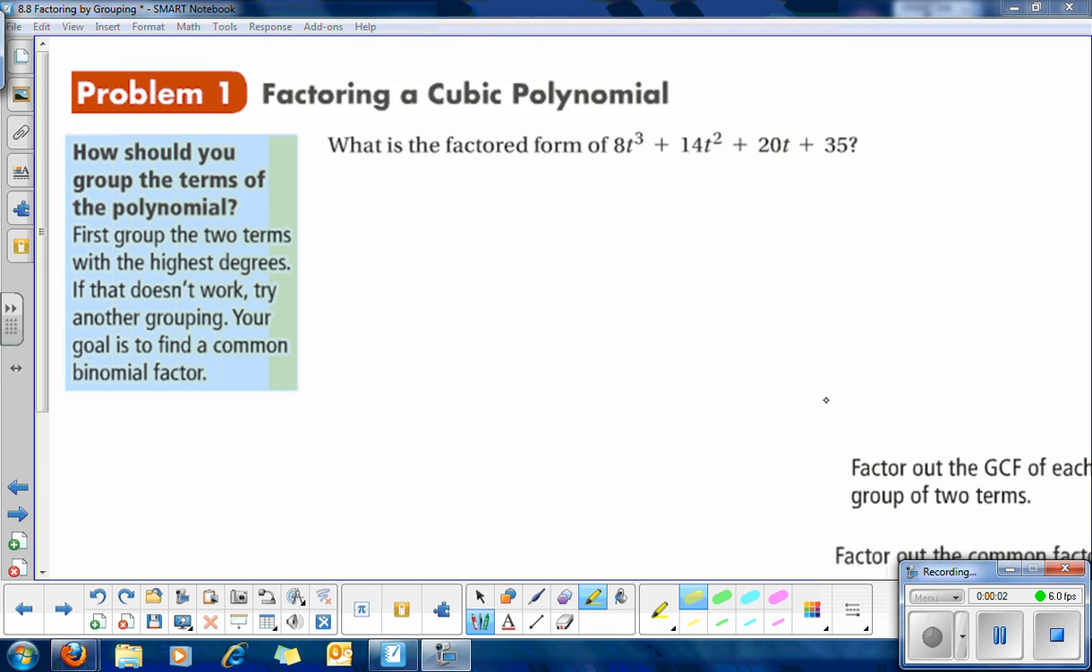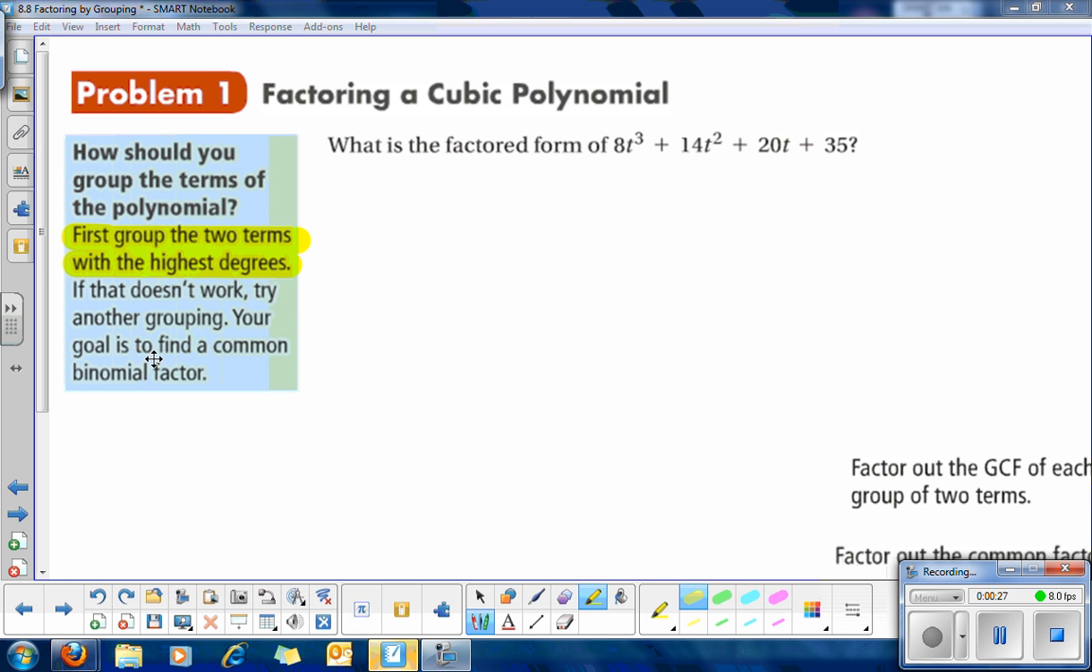Problem 1 is factoring a cubic polynomial. Now before we start factoring, let's take a look at this question. It says, how should you group the terms of the polynomial? Well, the suggestion here is that you first group the two terms with the highest degrees. Okay? So if your polynomial is in standard form, it'll be easier for you to figure this out.